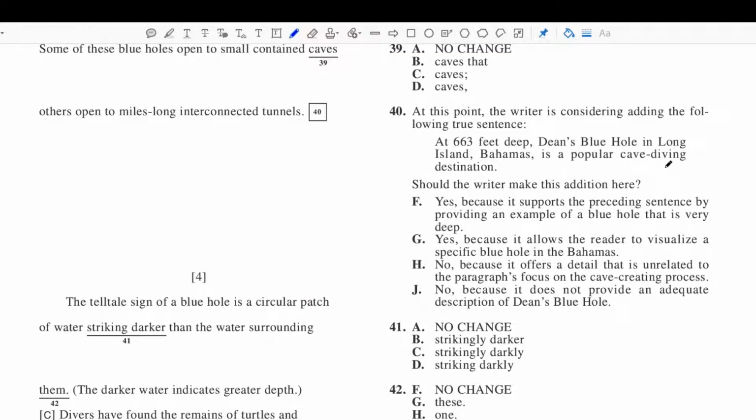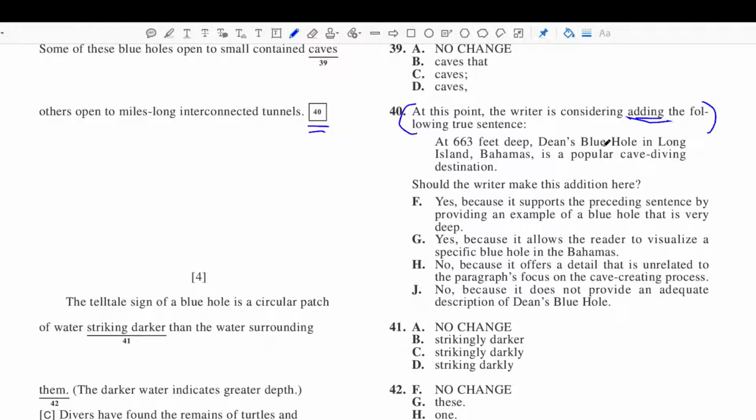All right, so now we're at question number 40 on the ACT English test. Now this one has a question stem, so we're going to read that. So let's read from here to here. At this point, meaning this point right here, we want to add it right after this sentence. The writer is considering adding the following true sentence.